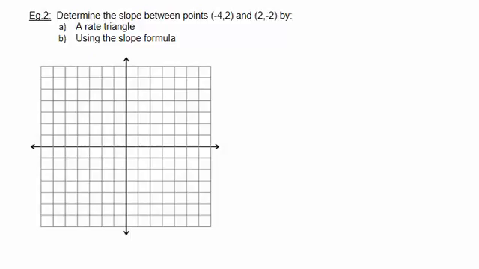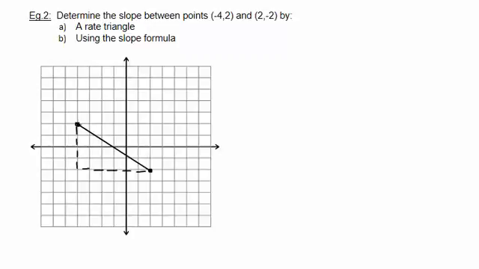So to verify that this algebraic method works the exact same way as that rate triangle, let's do this second example. So determine the slope between these 2 points, first using a rate triangle, and second using the slope formula. And you'll see we get the exact same answer. So let's first do the rate triangle. Let's graph our points, -4 and 2, and +2 and -2. And let's connect the dots to create the line. And now let's draw our rate triangle.